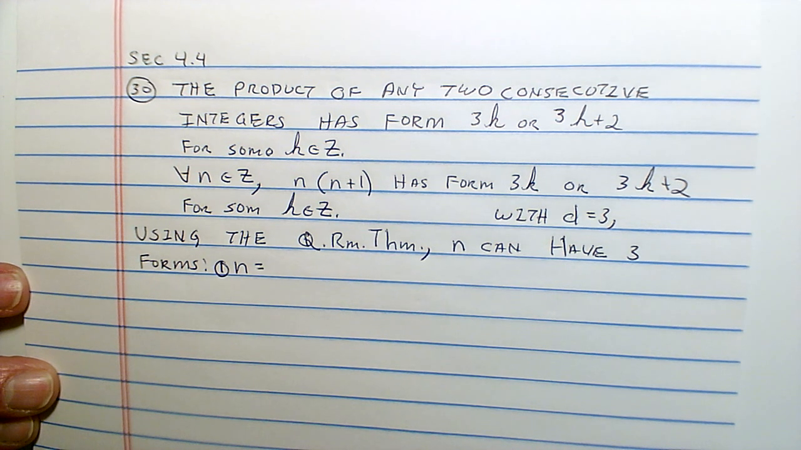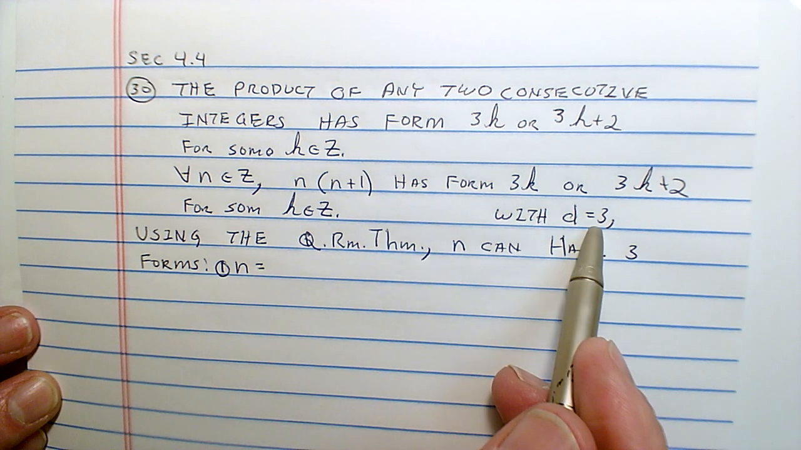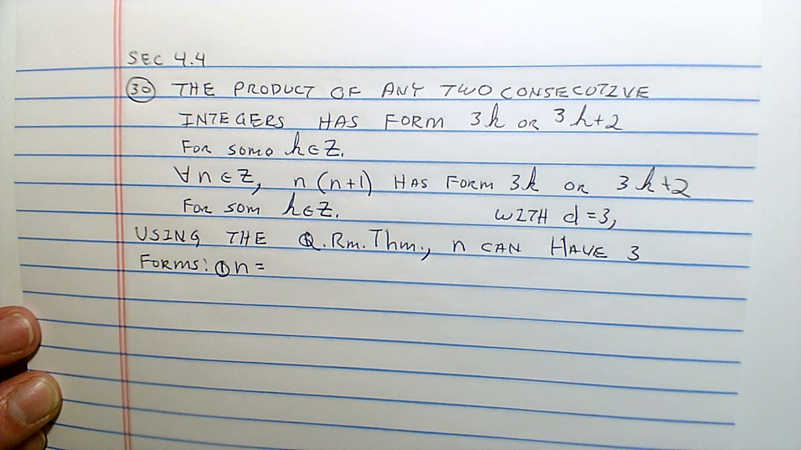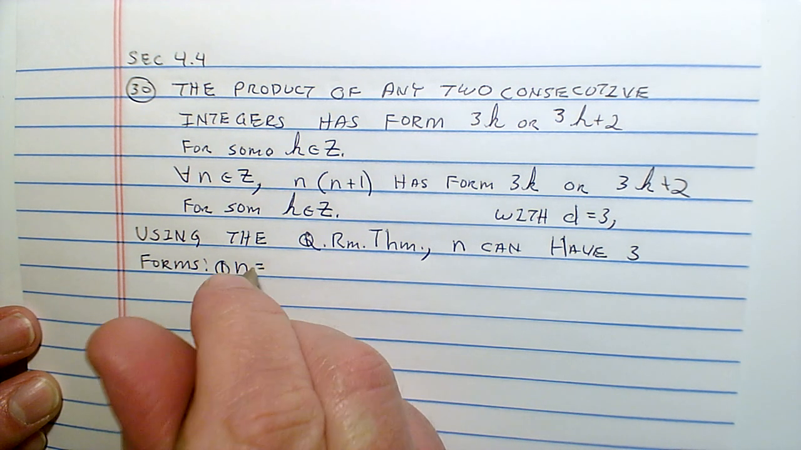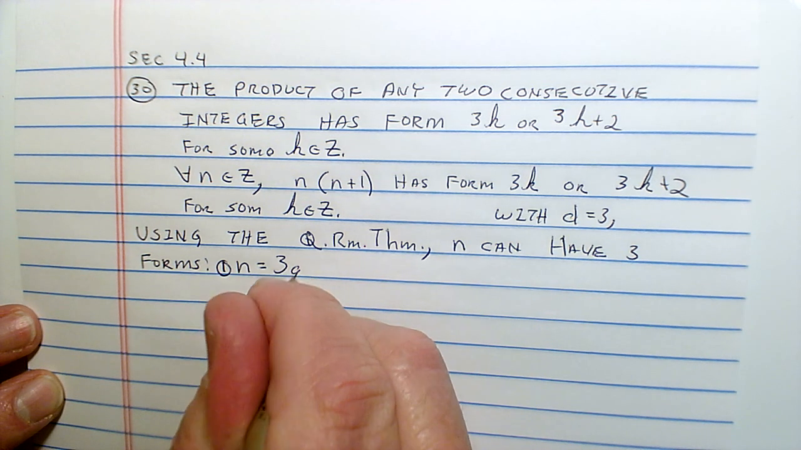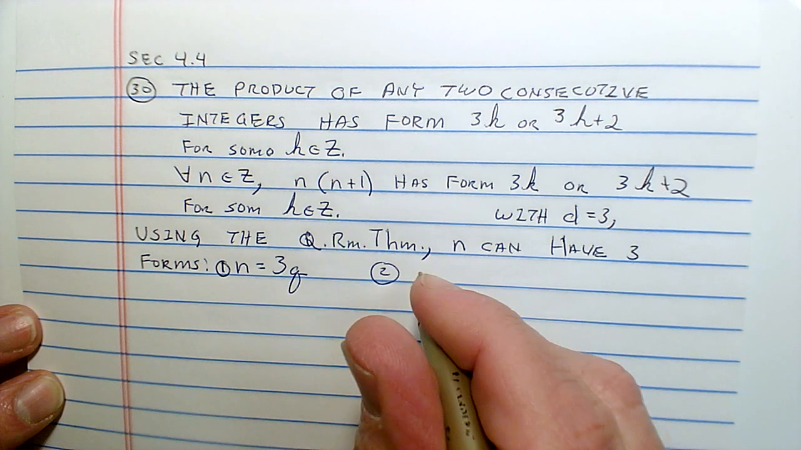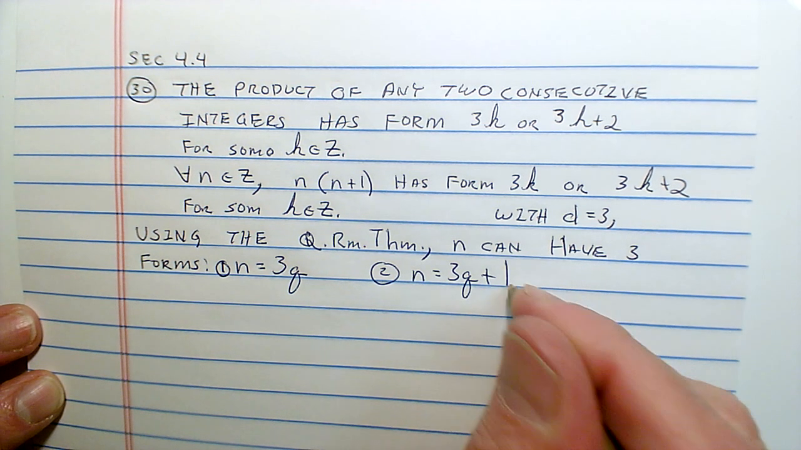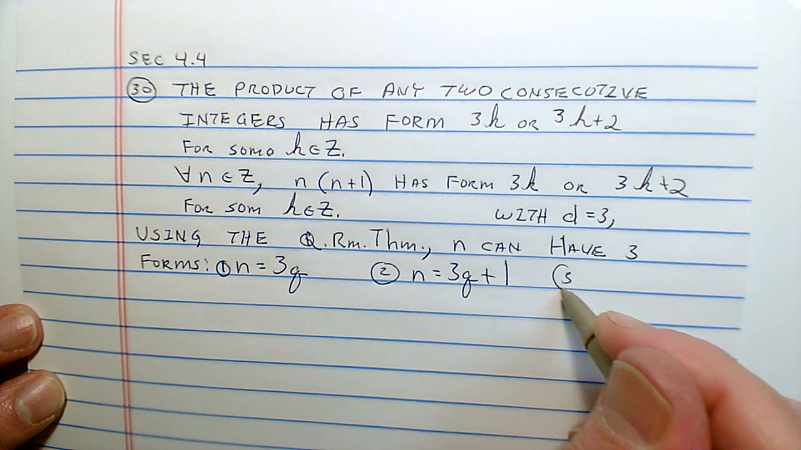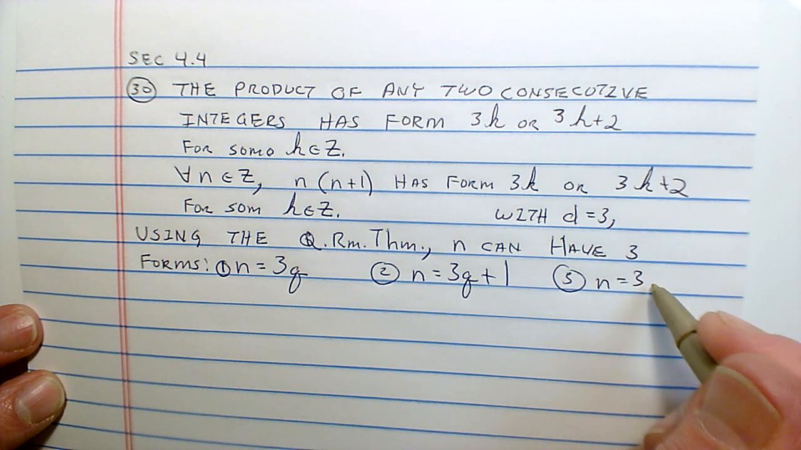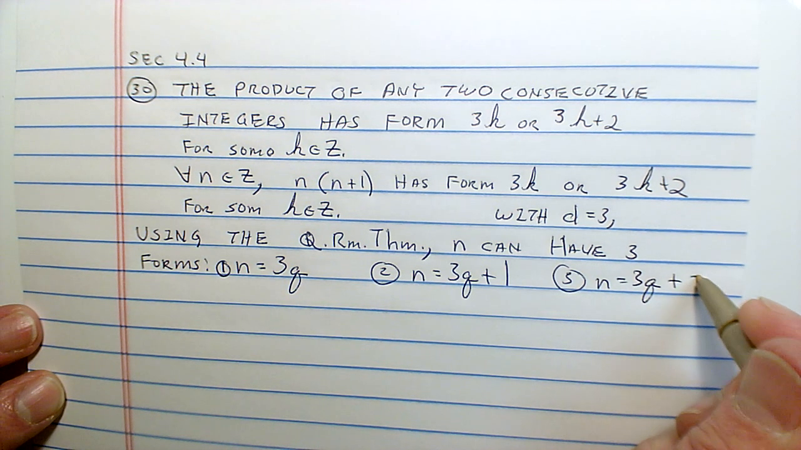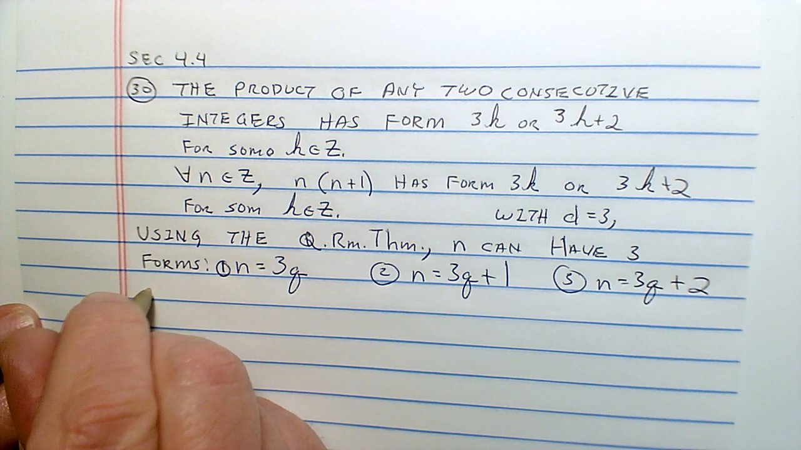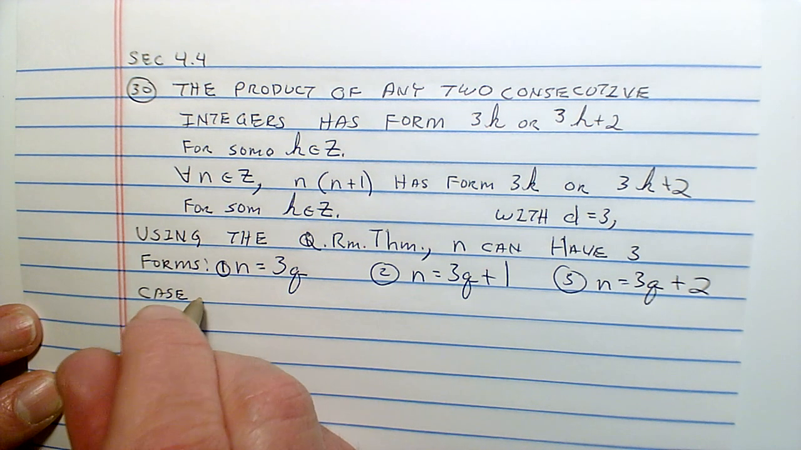And we've already said we're going to use d equal to 3 and use the quotient remainder theorem. When we do this, we can see that n can have three forms. n can be 3 times a quotient, or the second thing is n could be 3 times a quotient with a remainder of 1. Or the third choice is n could be equal to 3 times the quotient plus a remainder of 2. Let's look at all three of these cases.